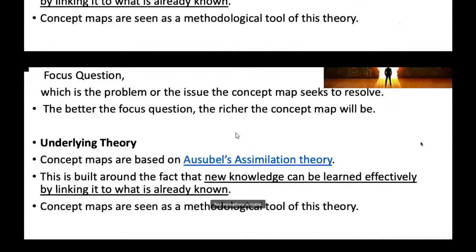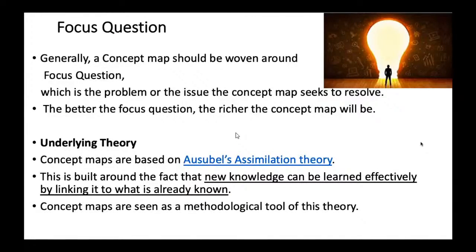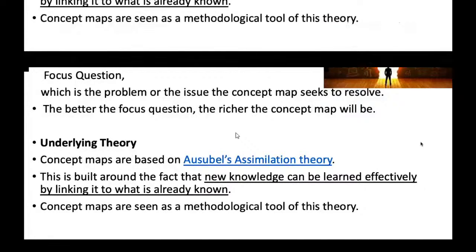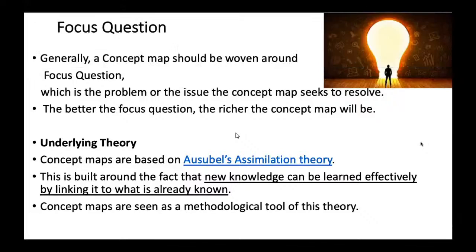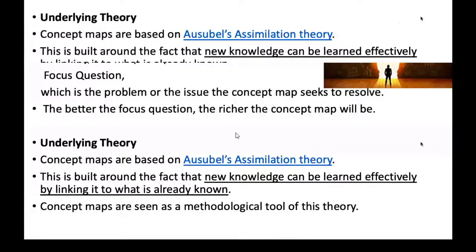Because what do you know? You only know keywords or you only know the terminology part. But you do not know what the relationships are among those keywords, how they are arranged, what they convey, what is the underground or hidden message between these technical words or phrases. So a concept map can help you assimilate that. That's why Ausubel's assimilation theory says that new knowledge can be learned effectively by linking it to what is already known. So concept maps are seen as a methodological tool of this theory. This theory may have other aspects also, but this is a methodological tool for it.